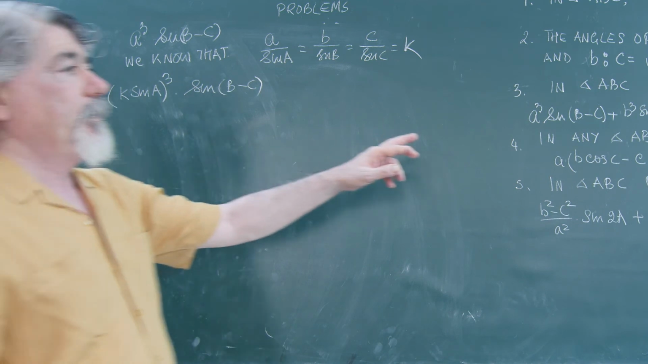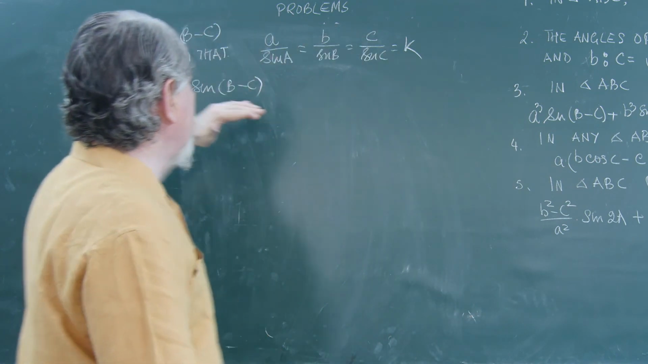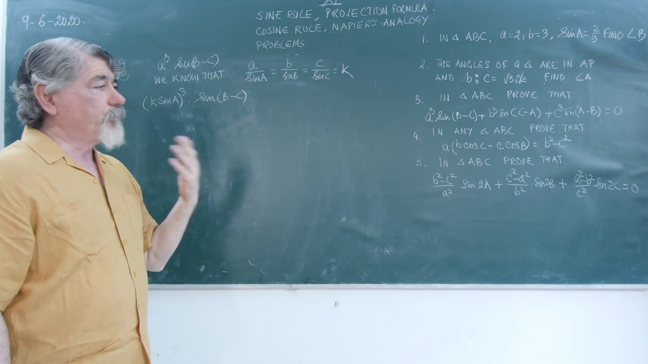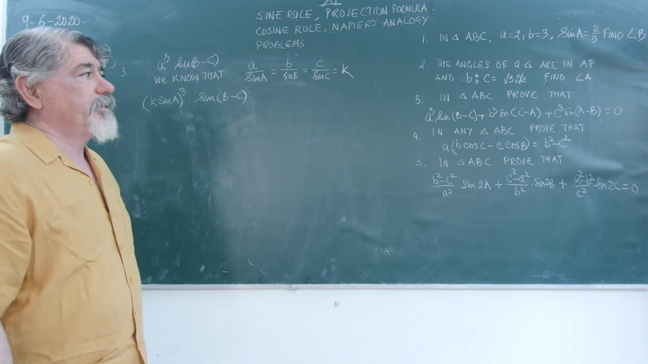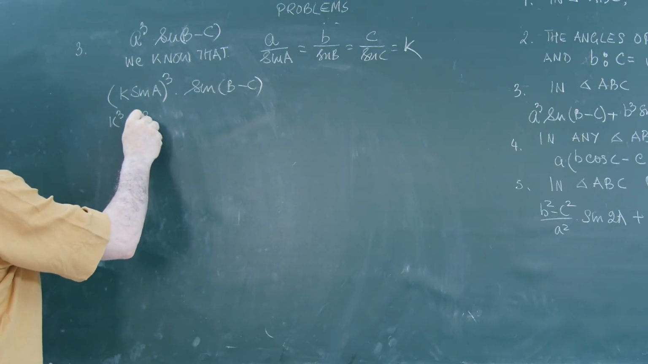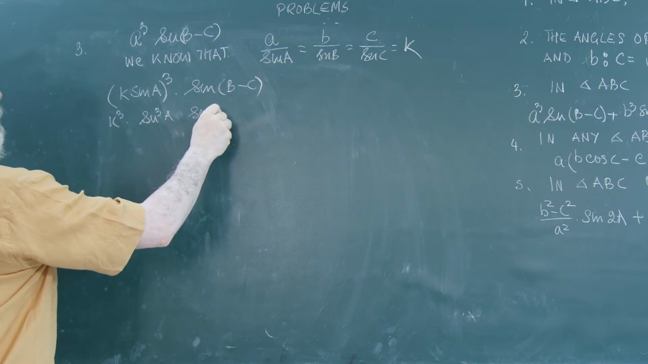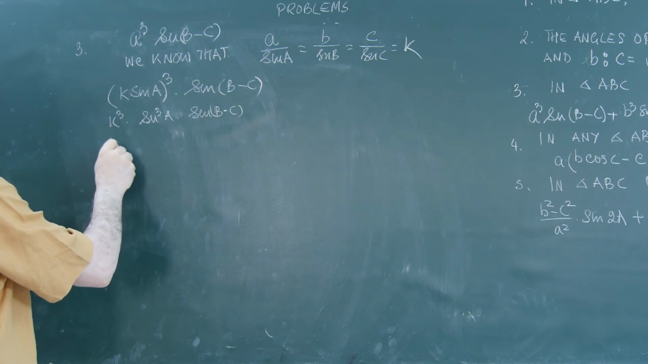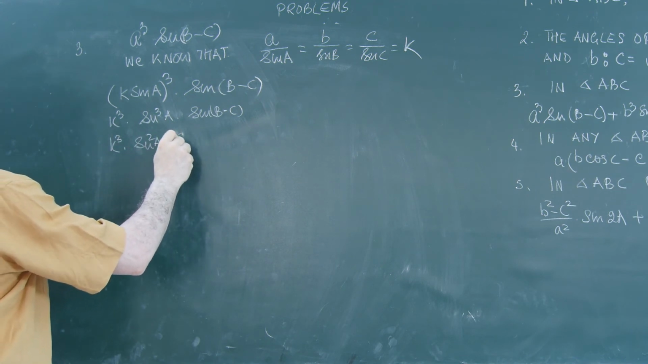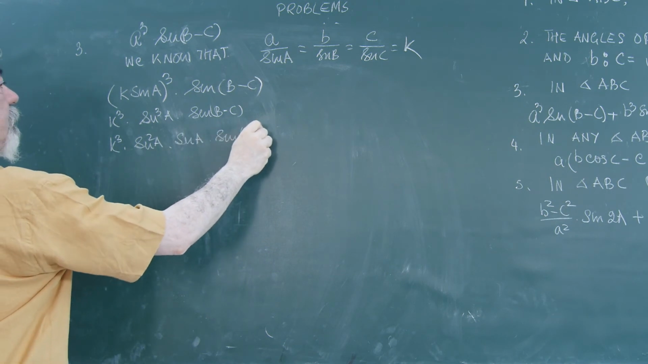I am not writing b cube sine C minus A or c cube sine A minus B, because I will simplify this, and similarly by observing I will write the second and third results. So it will become K cube sine cube A sine B minus C. I can write K cube sine square A, sine A, sine B minus C.